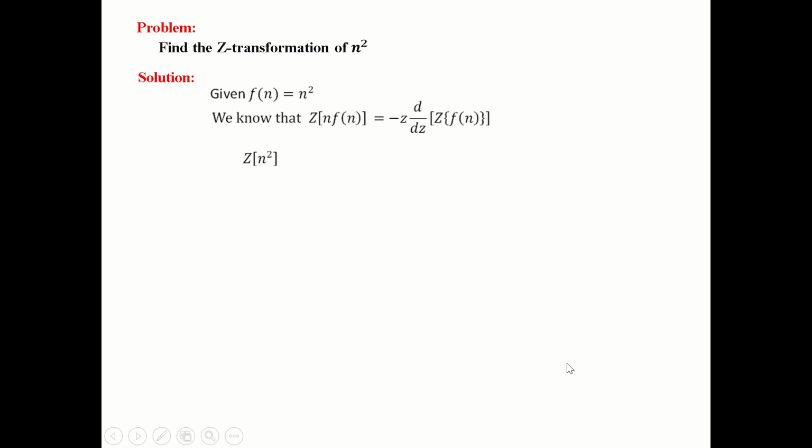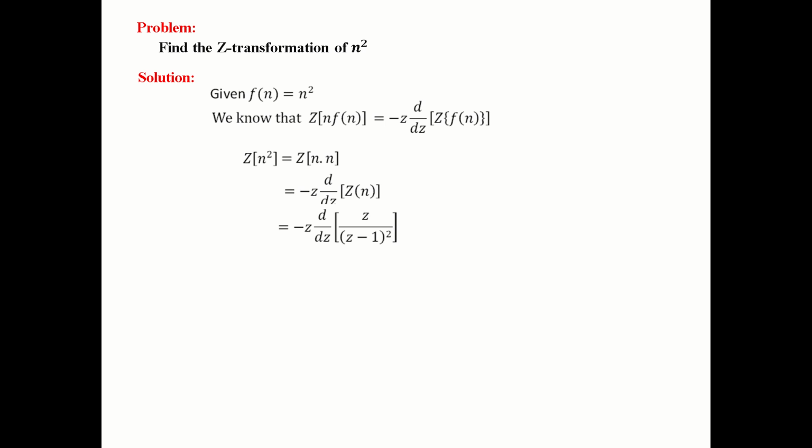So z of n square is equal to z of n into n. So taking f of n as n, n into f of n, that is n into n, which is equal to n. So replace n by f of n: minus z into d by dz of z of f of n, where f of n is nothing but n. So z of n. We know the z of n formula, right?